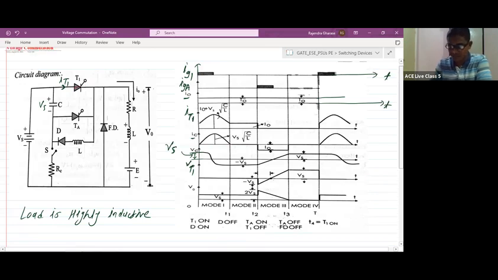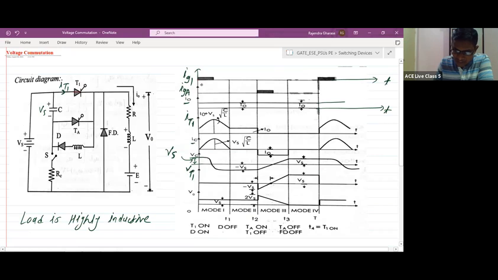So what will happen? At t is equal to 0, as the gate pulse is applied to the thyristor T1, our thyristor T1 will turn on. Once the thyristor T1 turns on, the current will flow like Vs, T1, load, and again back to the Vs. In this loop, the current will flow. That is the outer loop. At the same time, our capacitor goes on discharging through C, T1, inductor, diode D, and again back to the C. Means in this loop, the capacitor discharges.